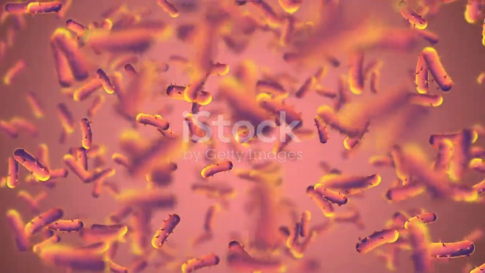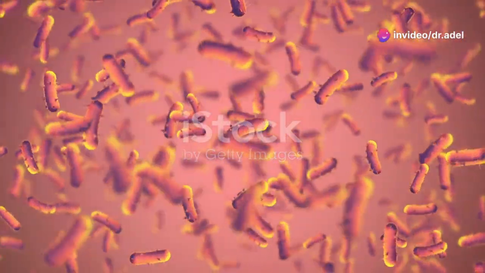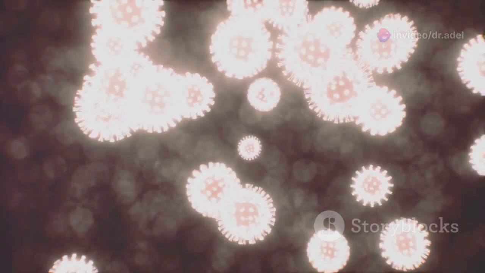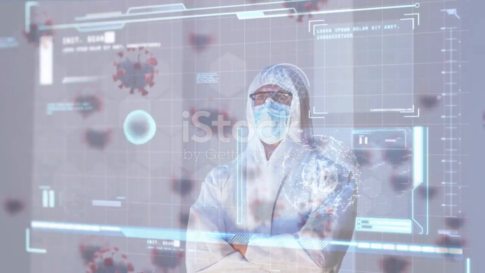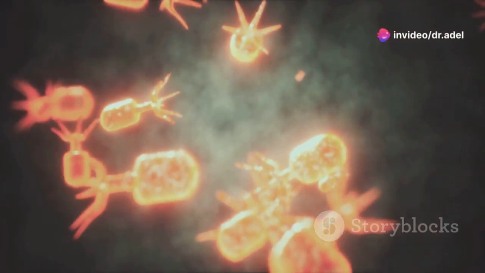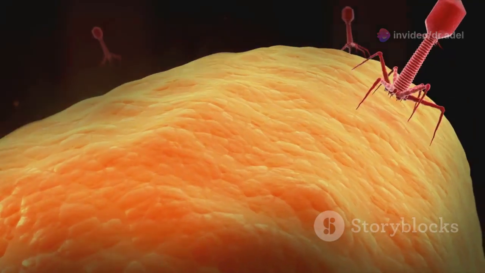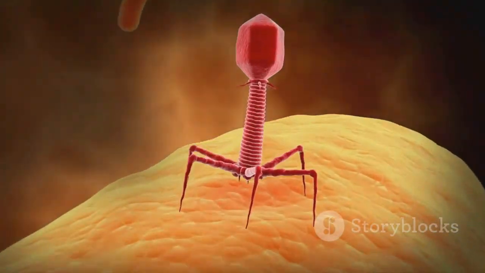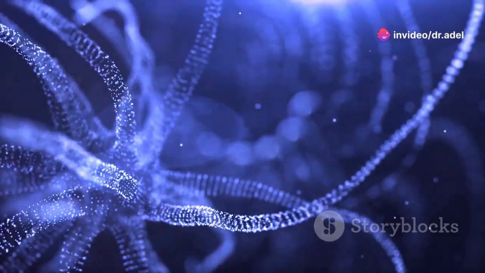CRISPR, short for clustered regularly interspaced short palindromic repeats, wasn't initially designed for editing human genes. Its origins lie within the humble bacterial cell, acting as an adaptive immune system against invading viruses. Think of it as a bacterial most wanted poster system. When a virus attacks a bacterium, it injects its DNA into the cell. The CRISPR system captures snippets of this viral DNA and inserts them into the bacterium's own genome, creating a memory bank of past infections. These stored viral DNA fragments act as mugshots of the virus.